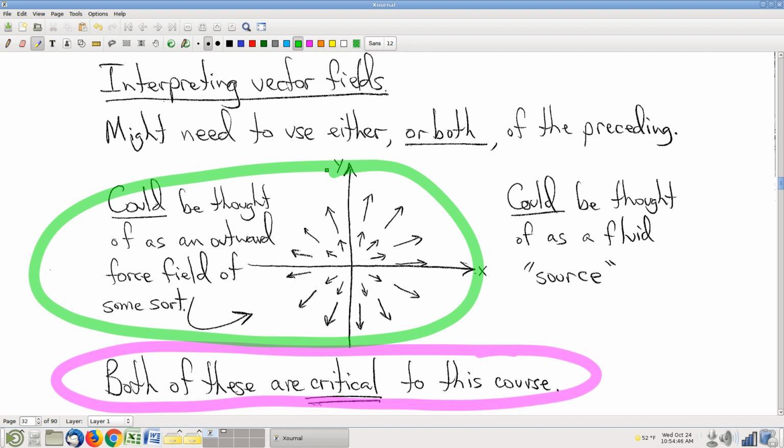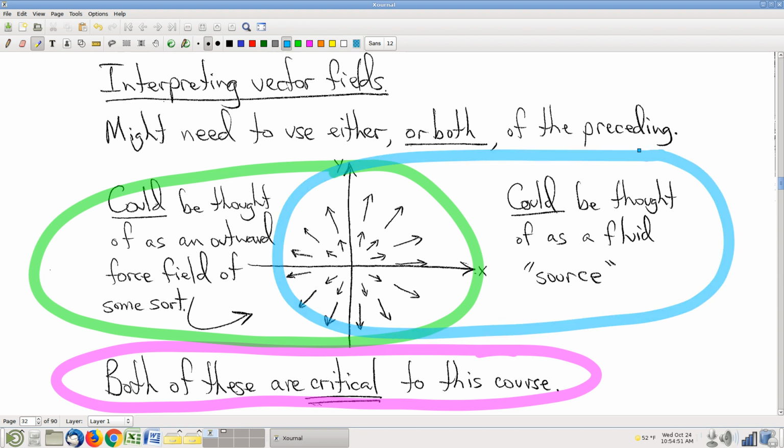But there are some situations where it only makes sense if you think of it as a flow of a fluid. If you hang your hat on, I'm going to think of vector fields as always representing forces, then you're not going to be able to make any sense at all out of some of this other stuff that we're going to do. You really need to be able to think of them as fluids also. So I want to make a big deal out of this. Some students tend to do just one and let the other one go. Make sure that you don't do that. It's a problem.